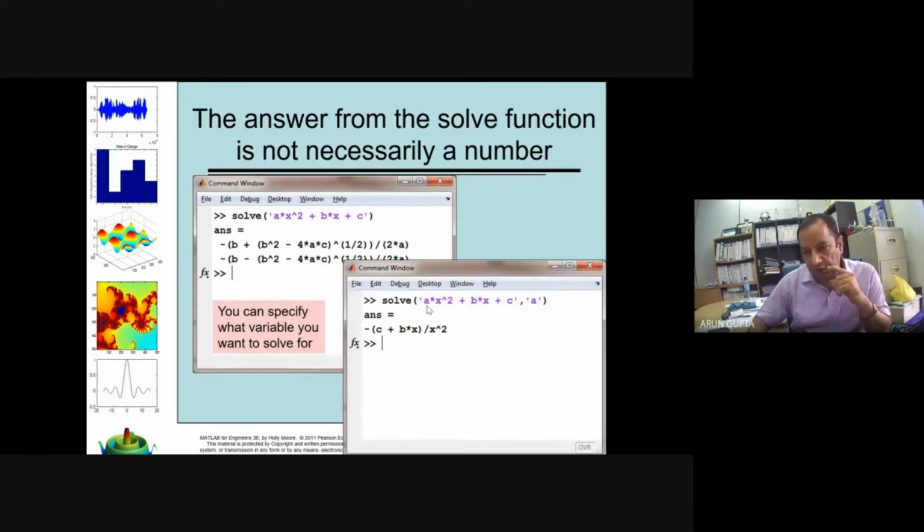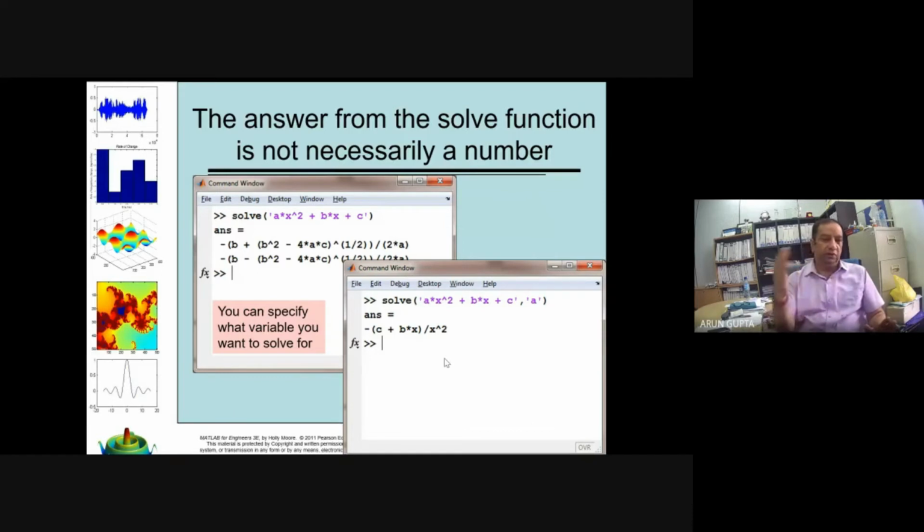You have written the equation ax square plus bx plus c. Solve for a. Okay. So you need to give the equation and then you need to tell MATLAB what you want to calculate. You want to calculate a, then you need to write down, suppose, ax square plus bx plus c, single quote, comma, a. Then MATLAB will solve it for a.